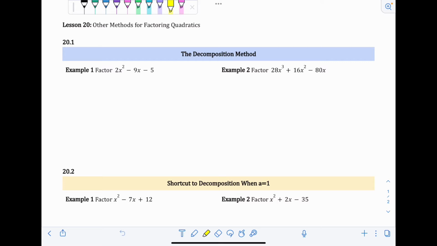The decomposition method uses the factoring by grouping strategy in order to be able to factor trinomials. Trinomials have 1, 2, 3 terms, like both of these problems do. When we originally learned factor by grouping, we had 4 terms. So this is going to take these trinomials with 3 terms and turn them into something with 4 terms, so we can use factor by grouping.